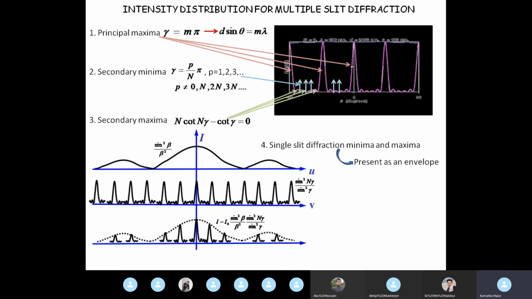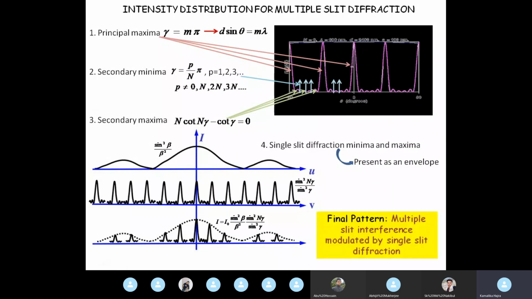So in general, if the diffraction term is so slow, that is, if the slits are so narrow that beta is very, very small and sine square beta by beta square is extremely slow, then it's the central region that will cover most of our field of view, and we'll be able to see something like this. All right. So the final pattern is multiple slit interference modulated by single slit diffraction.